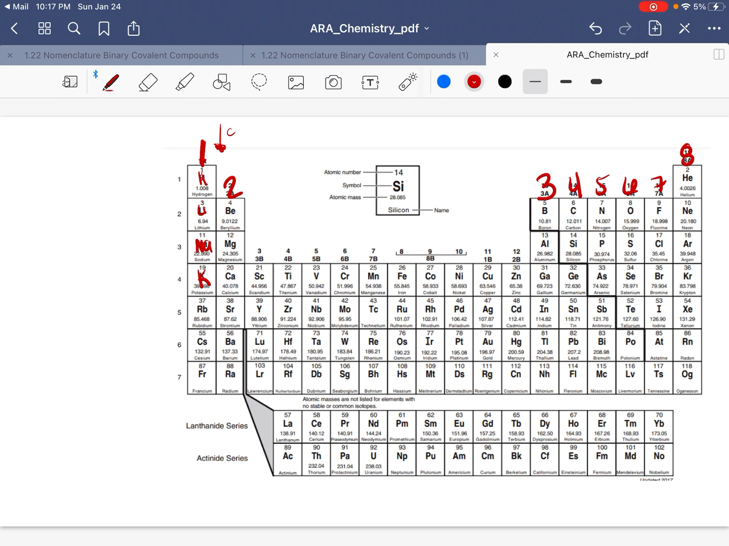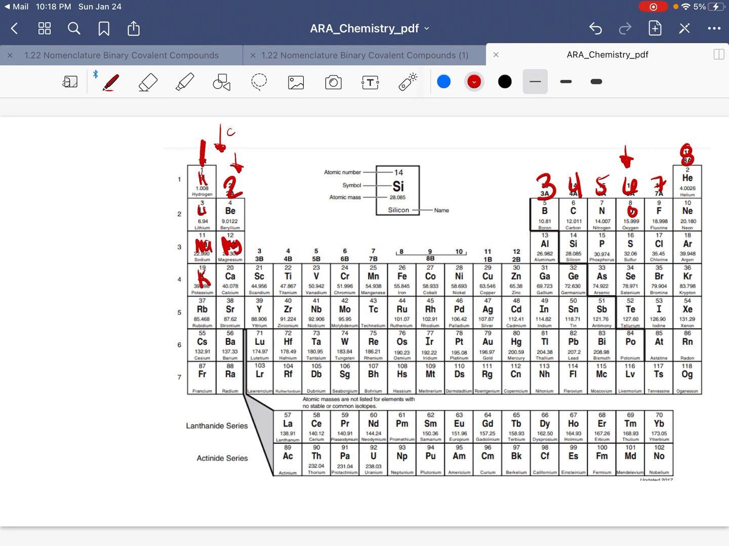Let's look at magnesium, Mg. What group is magnesium part of? Magnesium is in this second group because it is down this column. Let's look at oxygen, class. Oxygen is part of which group? Oxygen would be part of group 6 because it is here.